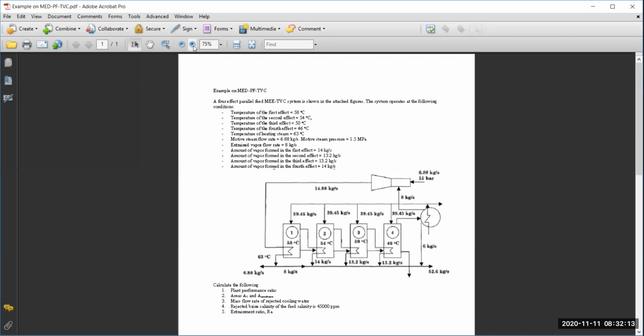So we're talking about a 4 effect parallel feed. It's all MEE or MED, both are used interchangeably. MED, multi-effect desalination, MEE, multi-effect evaporation. Dash TVC, thermo-vapor compressor system, is shown in the attached figure. The system operates at the following conditions.